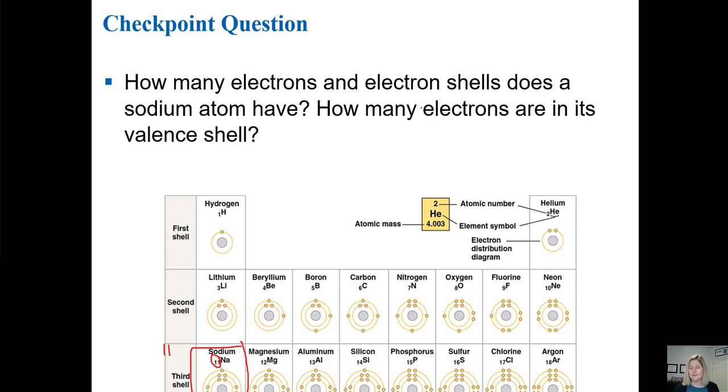And how many shells does it have? Well, it has 11 total, and we know that the first shell can have a maximum of 2. The second shell can have a maximum of 8, so that's 10, so it must have 3 shells. Okay. How many electrons are in its valence shell? Well, it's filled out the first shell, it's filled out the second shell, and it has 1 in the third shell, the valence shell. Okay. So that's going to make it very reactive.